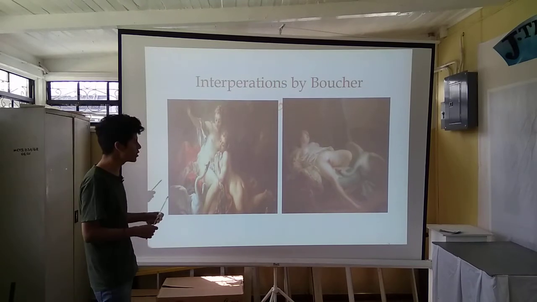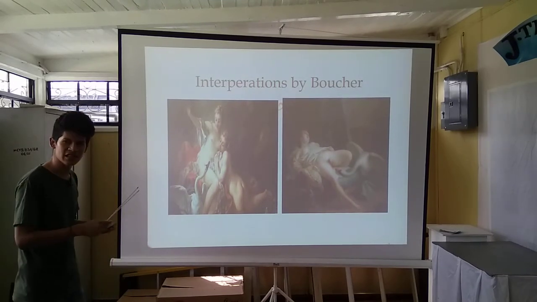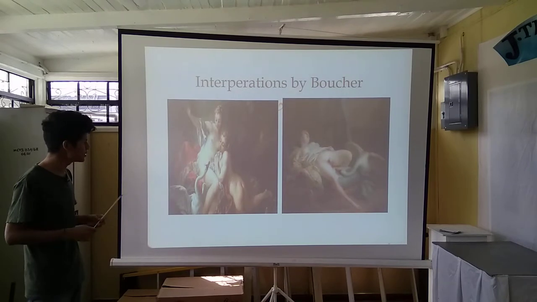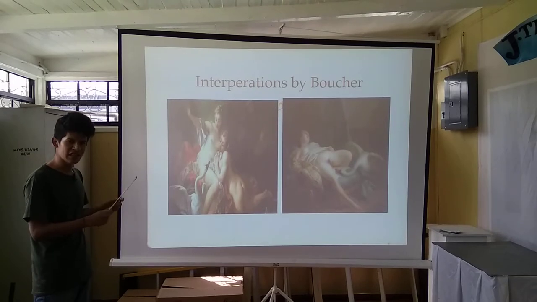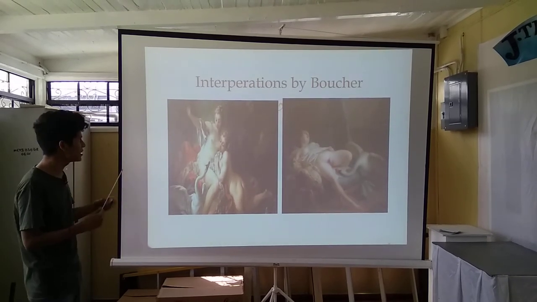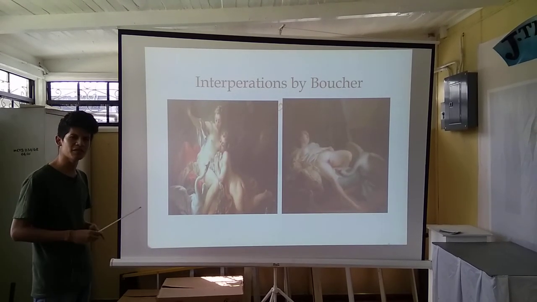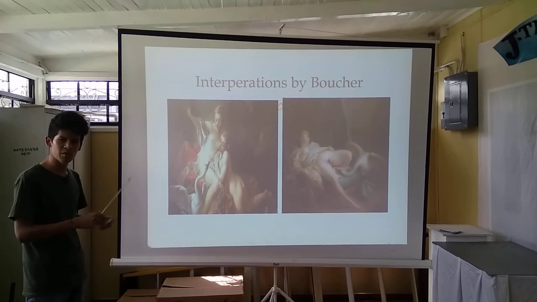The swan is leaning towards her. So he's showing that it's not one-sided, it's not just the swan seducing or Leda seducing. It's something with both of them. He's leaning tensely towards her, and she's looking at him. That creates the mood of this kind of desire between the two of them.